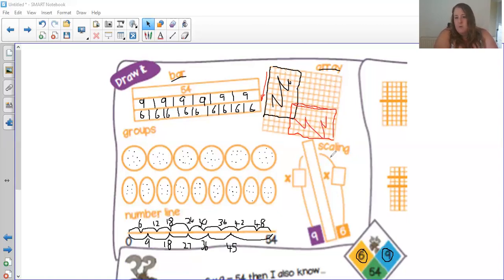Okay, then the last one is just the scaling. So 9 times what? 9 times 6. And 6 times what is 9? And your middle column is your 54, if you want to write that in there. Okay, excellent. That is your first section done. So well done for that. Okay, moving on to the next bit.